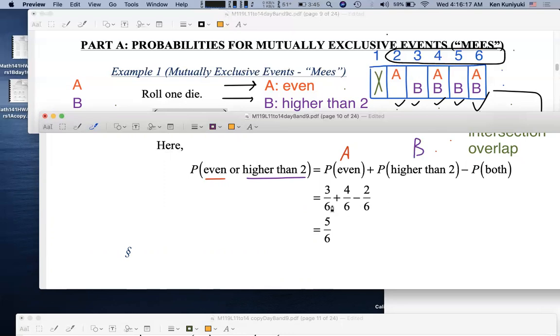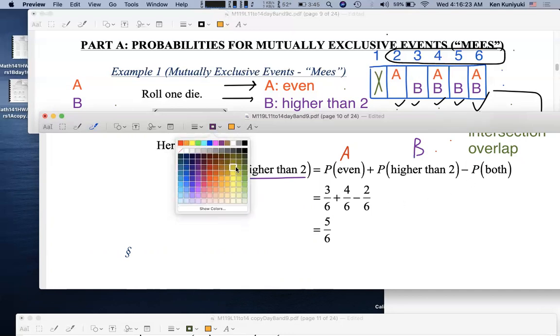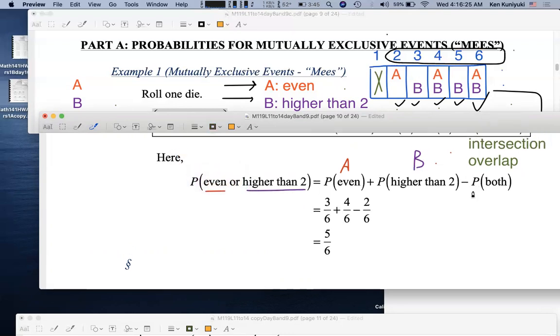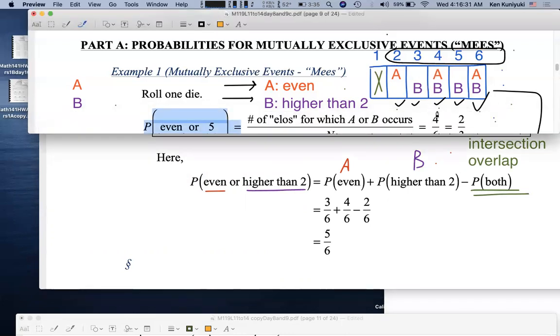We did this before. Now, 3/6 plus 4/6 is 7/6. But the thing is, we also have to subtract the probability of the intersection or overlap. For how many of the outcomes do both occur? For 2, the 4.